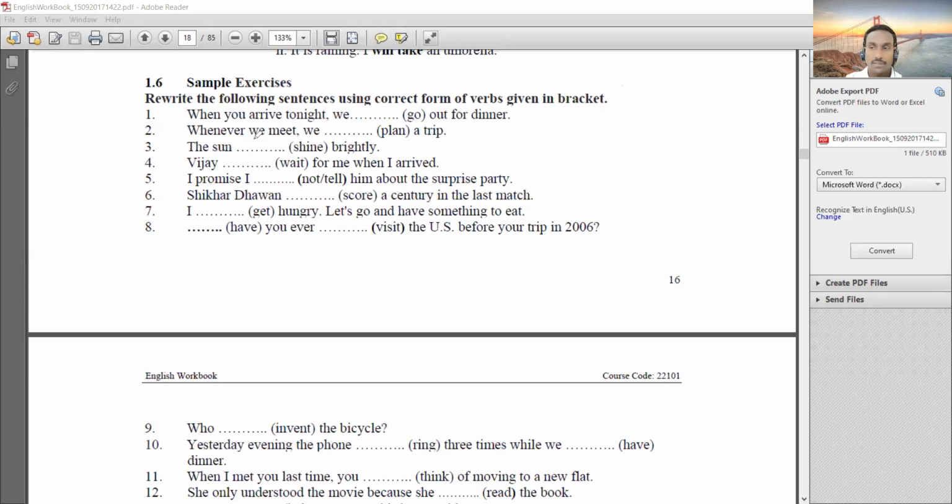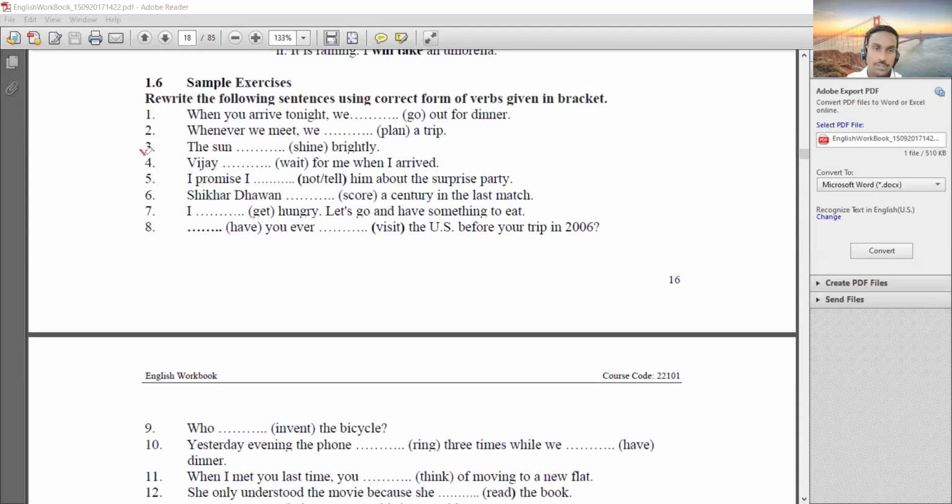So here it is important because whenever we meet, if we meet, then only we plan. So here you are not going to use simple future, but it is going to remain in simple present only. So plan will be used here as it is without any change. There will be no simple future. So whenever we meet, we plan a trip, because this is a general statement, because the word whenever tells us. This first one is in simple present, so this one is going to be in simple present. So whenever we meet, we plan a trip. This is going to be as it is.